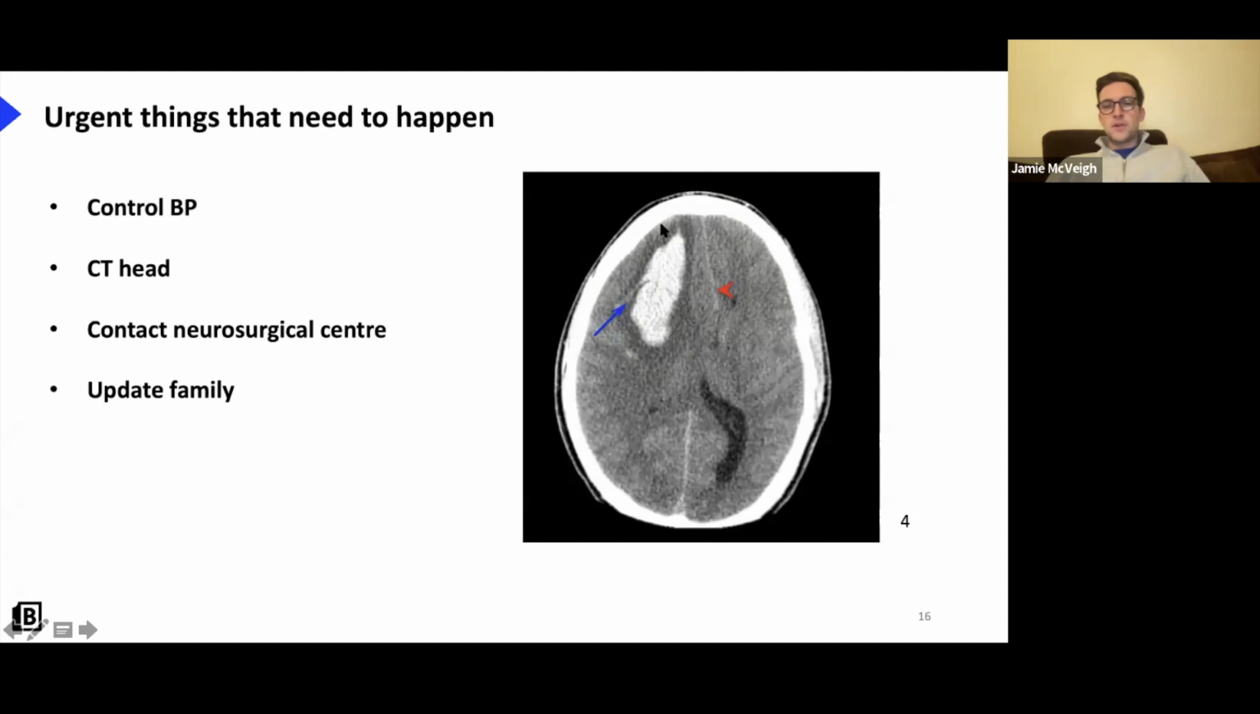Now, small bleeds patients can recover from. They most often don't get back to their baseline, but with good neurophysio and neuro rehab, they can get back to a fairly good quality of life. Large bleeds like this are very concerning, and the chances are they're quite often fatal, and that's why I've written there update family. Okay, and it's good to keep them updated early on.